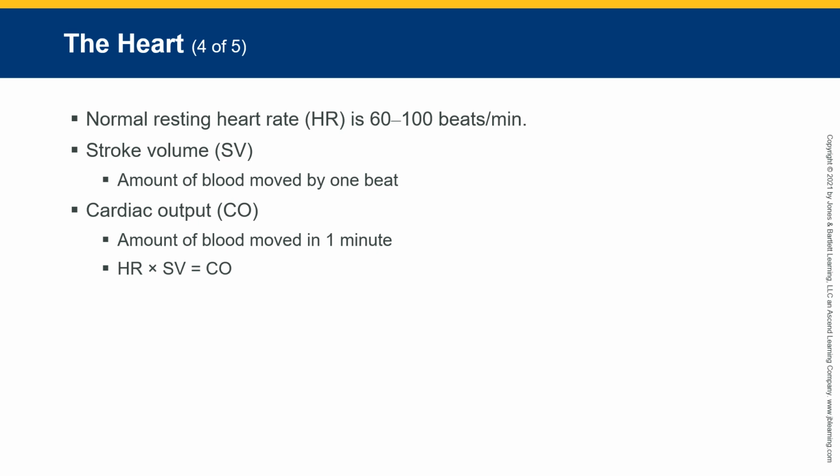Your normal resting heart rate is anywhere from 60 to 100 beats a minute. Your stroke volume is the amount of blood moved by 1 beat. Your cardiac output is the amount of blood moved in 1 minute. You take your heart rate and multiply it by your stroke volume, and you get your cardiac output.